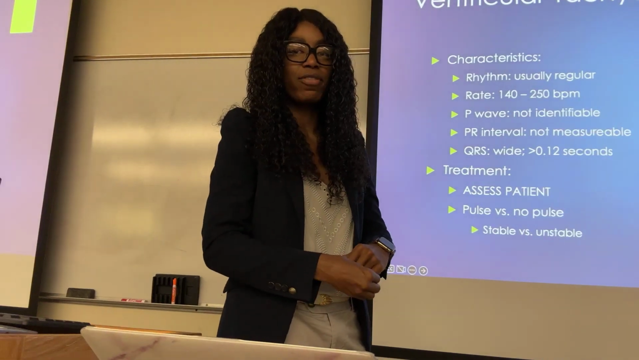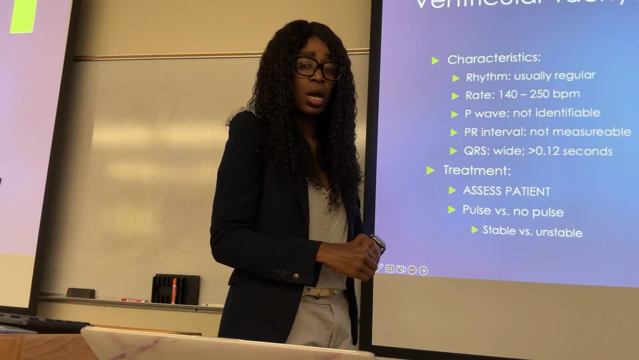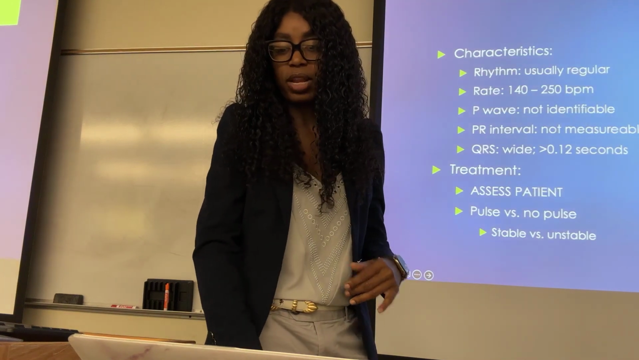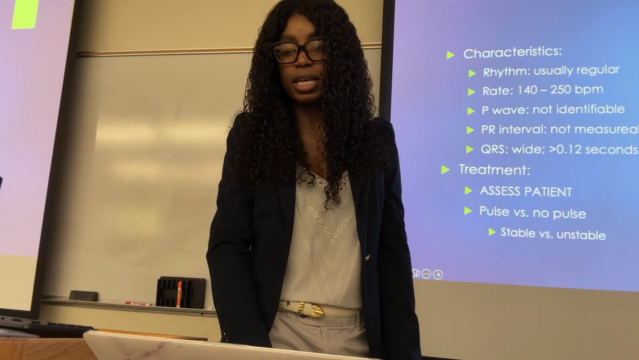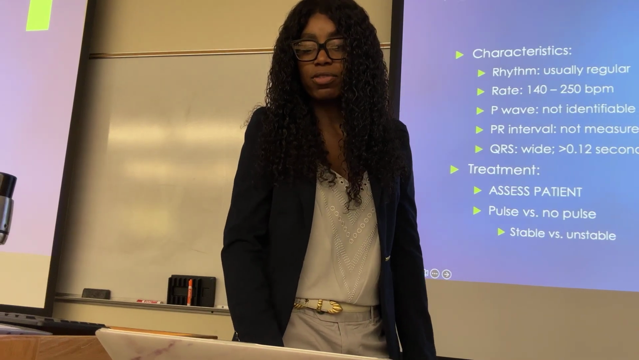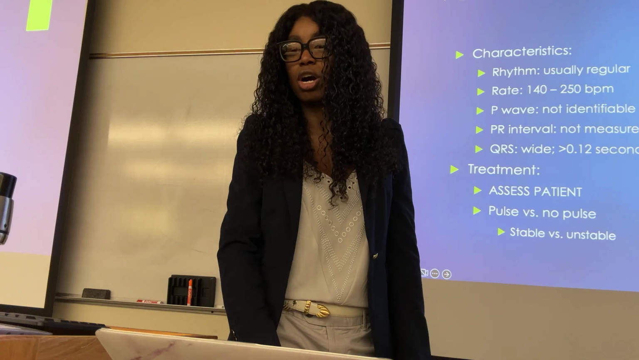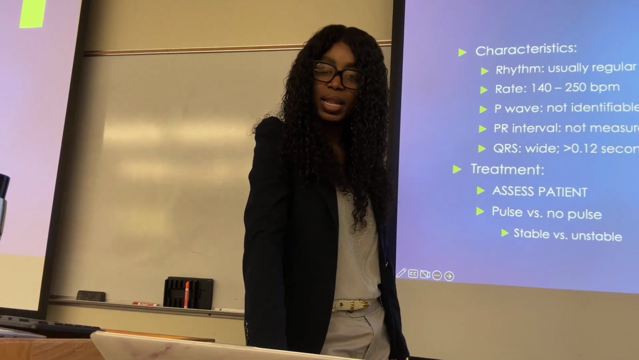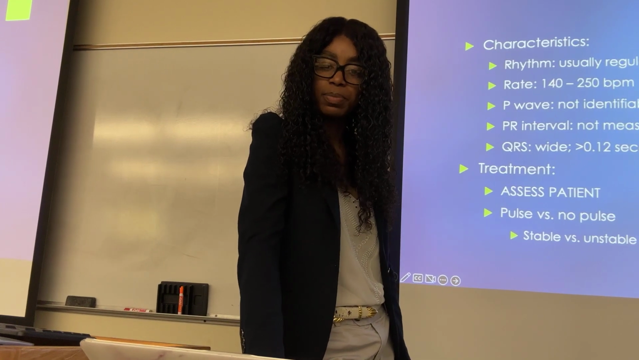Why would a person have ventricular tachycardia? A person will have ventricular tachycardia because of an MI, so myocardial ischemia, coronary artery disease with prior MIs, valvular heart disease, heart failure, cardiomyopathy, or electrical imbalance like hypokalemia.